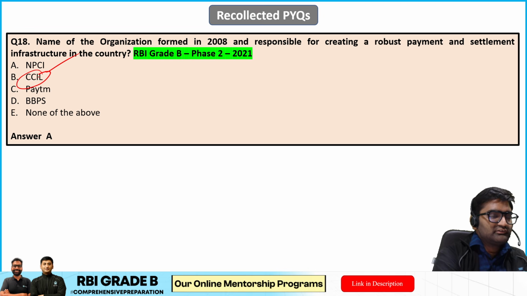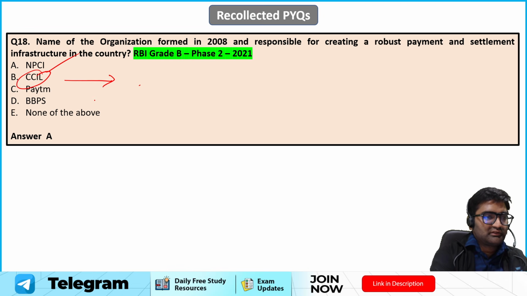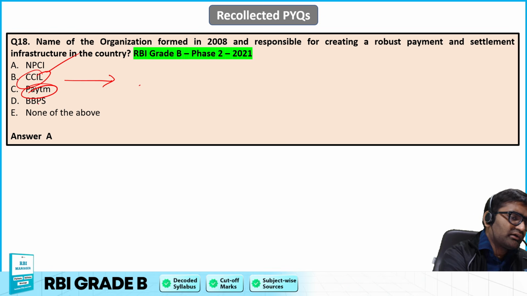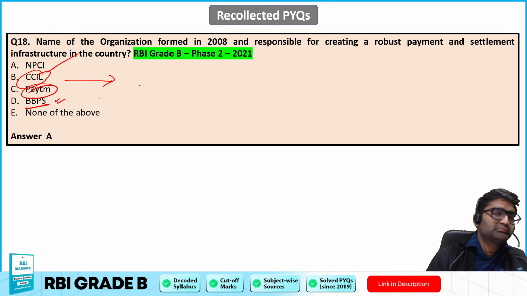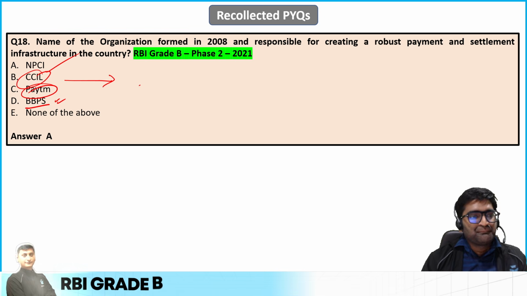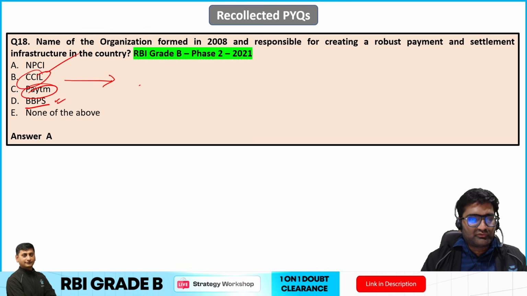It is not the others. CCIL is for clearing and settlement of the transactions. Paytm itself is a prepaid payment-related app. BBPS, we have seen, Bharat Bill Payments, if you want to pay bulk bills. So you can go for this BBPS. So the correct answer is NPCI, not the others.